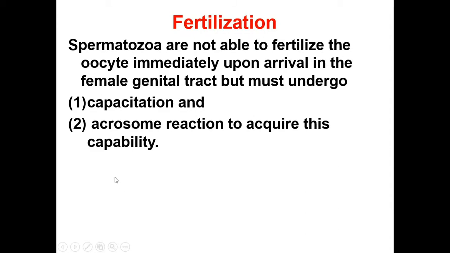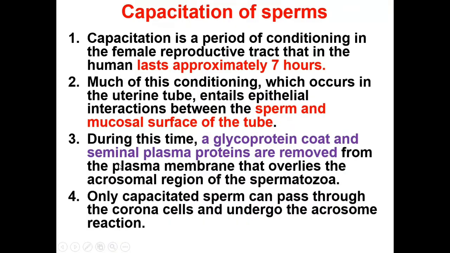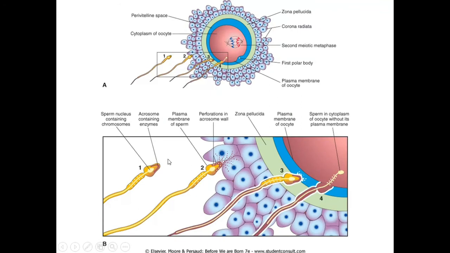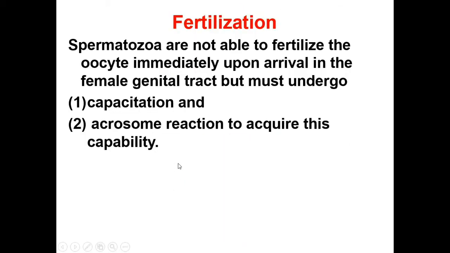What is capacitation? Capacitation is a process by which the glycoprotein is removed from the head of the sperm. There are many glycoproteins attached in front of this head which get removed. So this process is called capacitation.